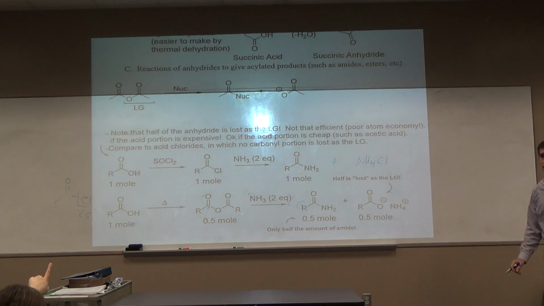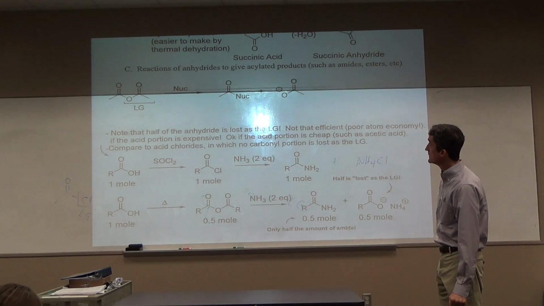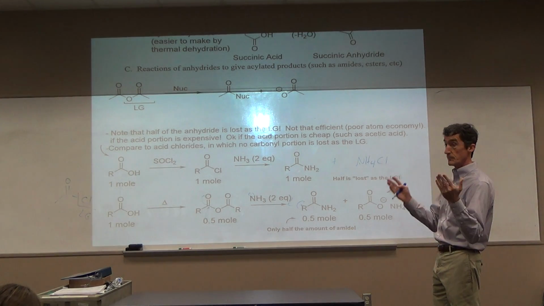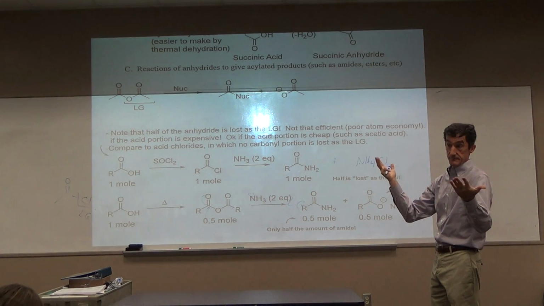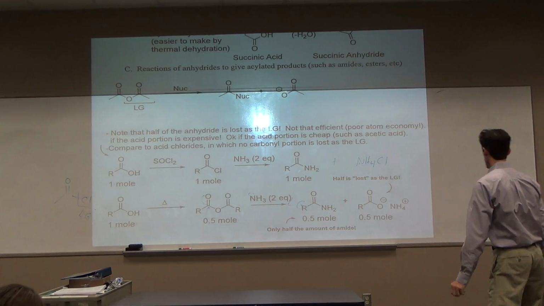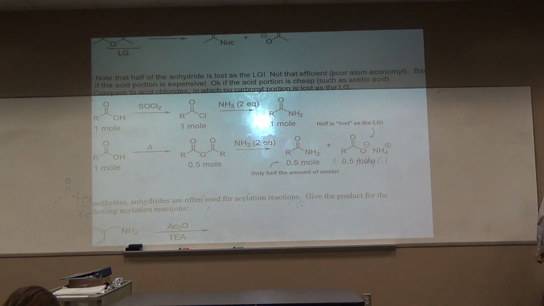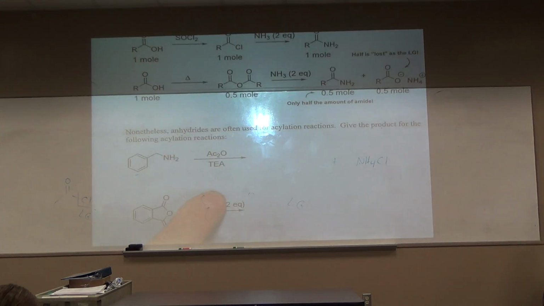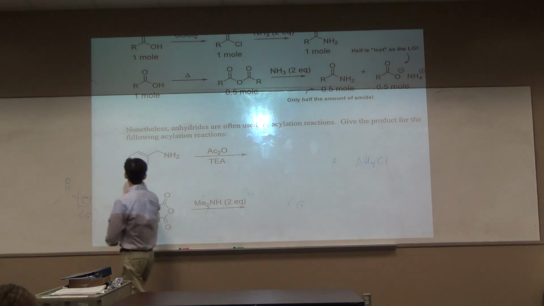Yes? For the reaction C up there, does that work for non-symmetrical anhydrides too? Yes. When the anhydride is non-symmetrical, you have to determine which carbonyl you're going to attack. When it's symmetrical, they're the same. We will look at that on the next page. Okay. Although we have a problem with atom economy, nonetheless, we can use anhydrides as acylating reagents.